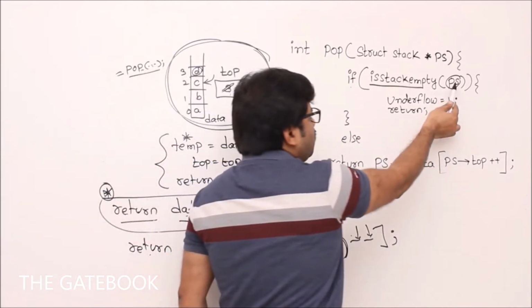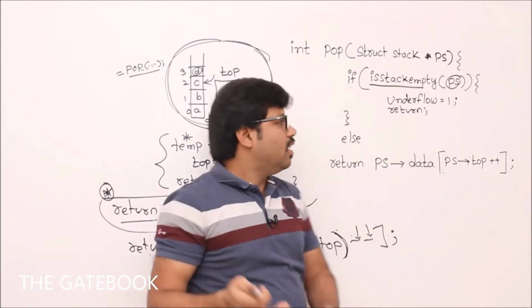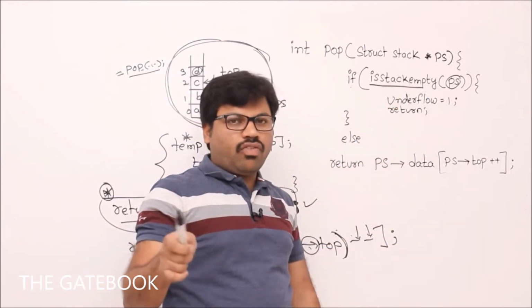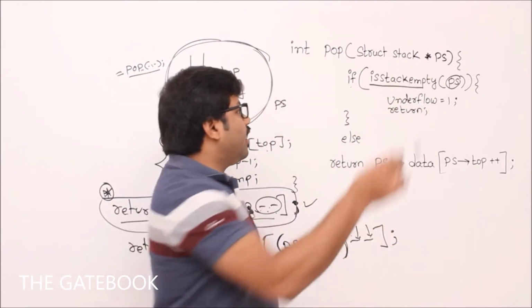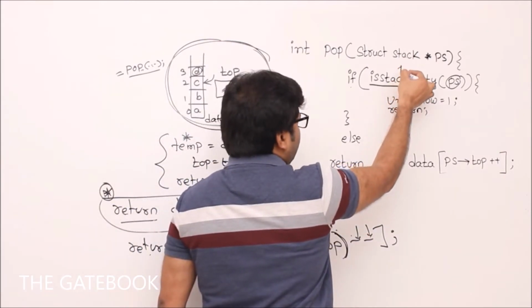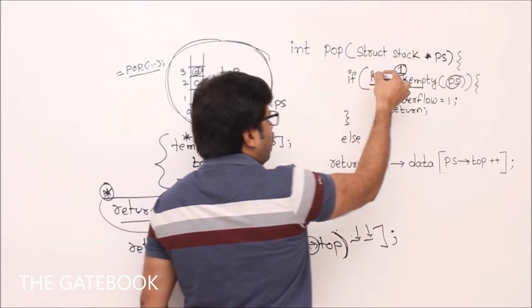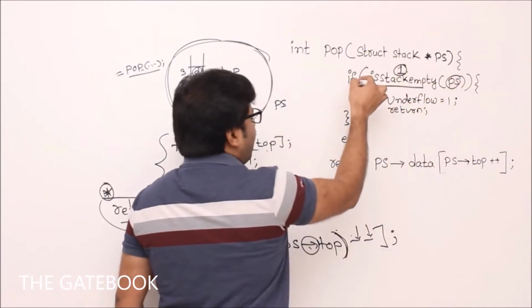Then when you pass PS to that E stack empty, which we already implemented in such a way that it will return true or false based on whether the stack is empty or not. If E stack empty is true, then the stack will be empty, correct? Then E stack empty returns 1.